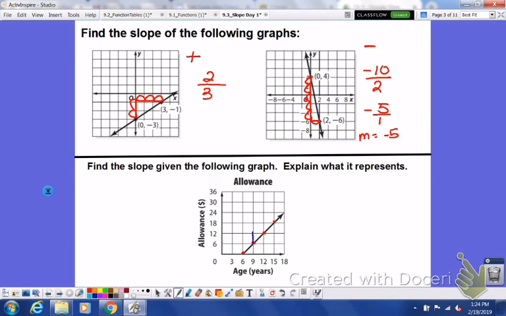So if I go from here to here, well, my rise, if I run over here, they're going up by 6. So my rise is 6. And then my run, going to the right 1, but if I check down here, I'm really going to the right 3. So I'm equal 6 over 3. Which means m reduces to 2 over 1. My slope is 2. Then my explanation, this means that my allowance increases, since it's positive, $2 for each year.